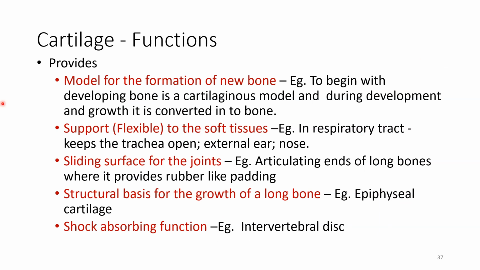Then coming to the functions of the cartilage. The cartilage provides a model for the formation of new bone. I was telling you, the developing bone to begin with is a cartilaginous model, and during development and growth it is converted into bone. It provides flexible support to the soft tissues, especially in the respiratory tract, keeping the trachea open, and you will find it giving support in the external ear and in the nose.